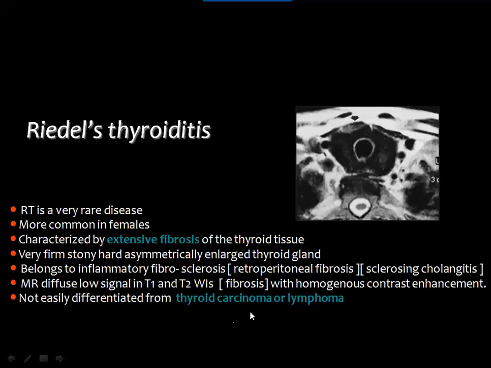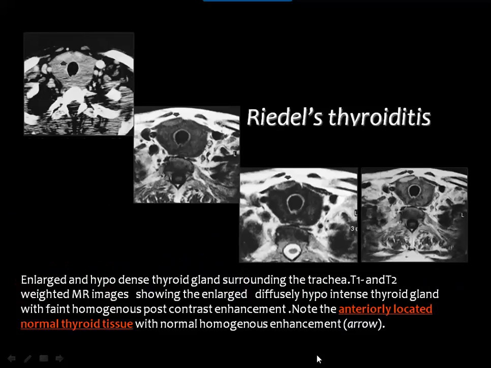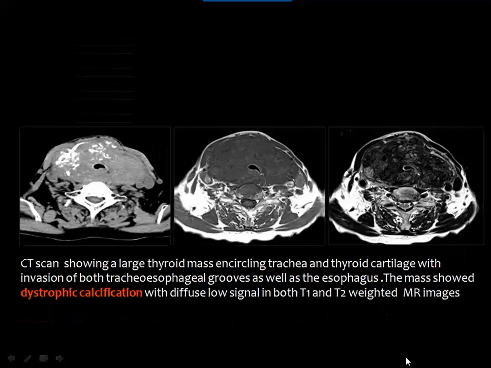And in the literature, they say that it's difficult to differentiate between Riedel's thyroiditis and thyroid carcinoma or lymphoma. This is the appearance by CT, MRI, T1, T2, and T1 post-contrast. The thyroid gland is of low signal in the T1 and T2 weighted images with some faint homogeneous post-contrast enhancement. And these arrows point to a small part of normal thyroid tissue that is not involved by fibrosis. It is seen here by the CT scan and the T1 and T2 and after contrast enhancement.